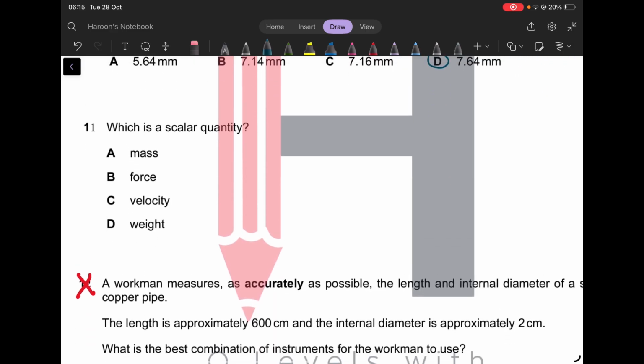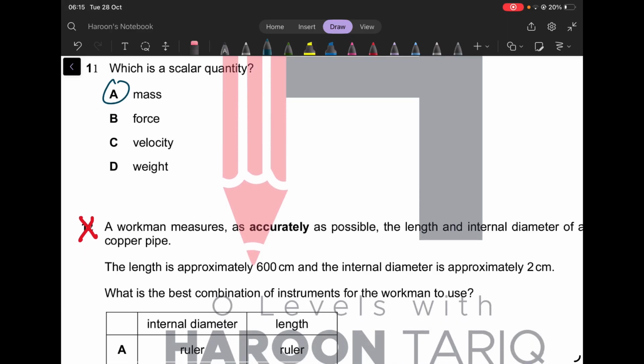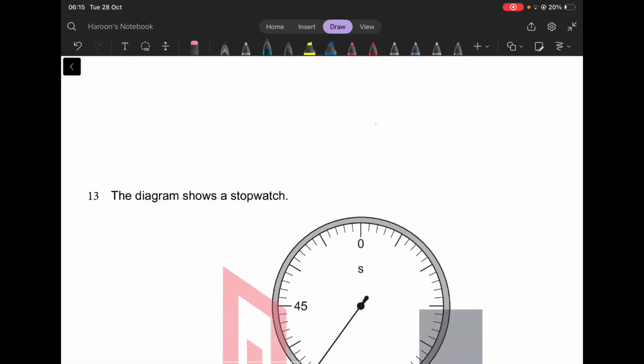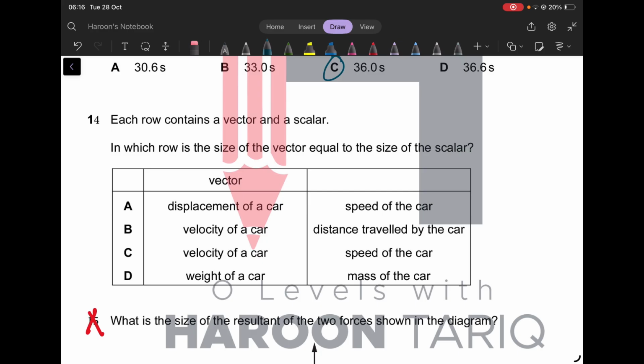Next, which is a scalar quantity? Mass. Force, velocity, weight, all of these are vector quantities. A is the answer for this one. Next, what is the reading on the stopwatch? So you can see this is 30, this should be 35, and the next line, this should be 36. So we are looking for 36 seconds. So C is the correct answer. So far so easy, right?